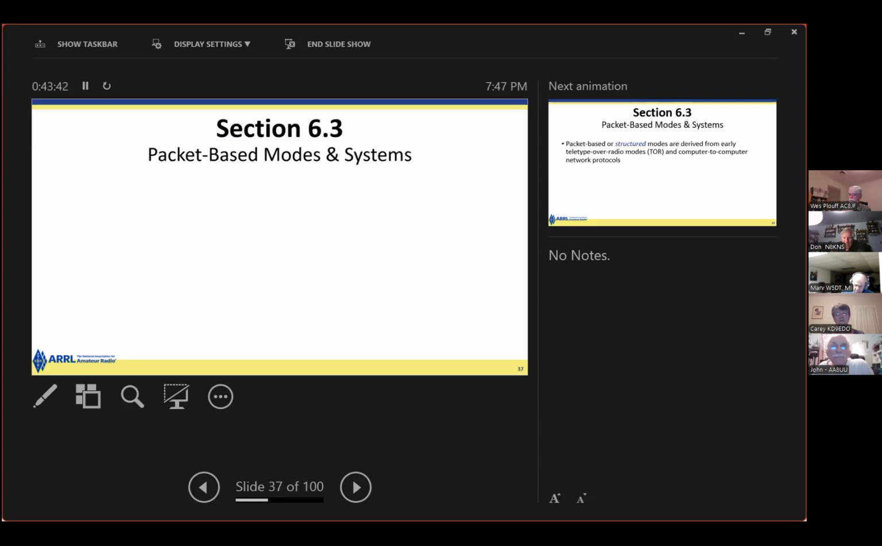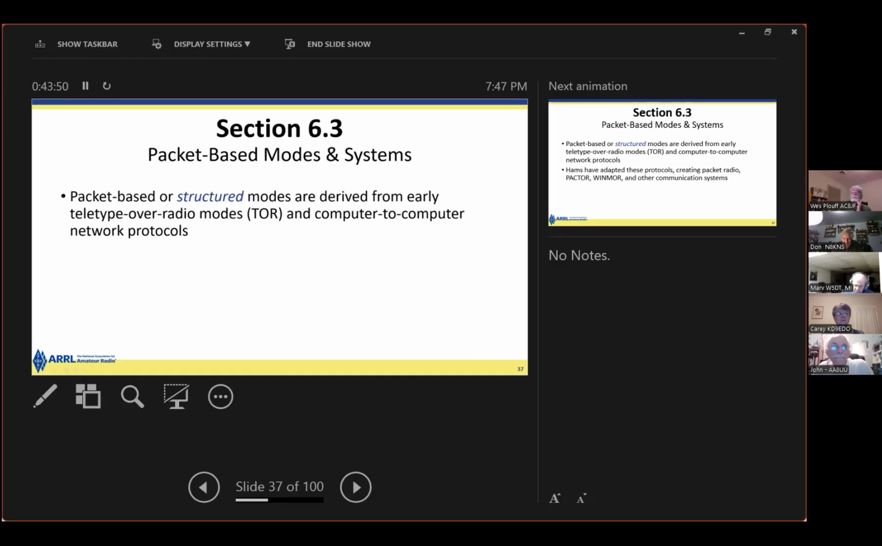So let's talk about packet-based modes. How are we doing for time? Okay. We'll probably take our break right after this section. Packet-based modes are called structured modes because they're similar to internet or computer-to-computer network protocols. And as a matter of fact, they have their origins pretty much in the same place as the early protocols used on the internet.